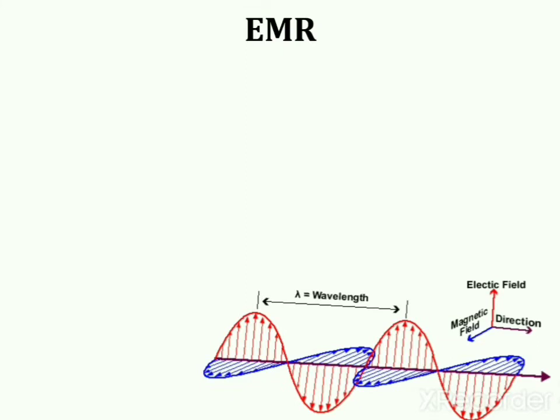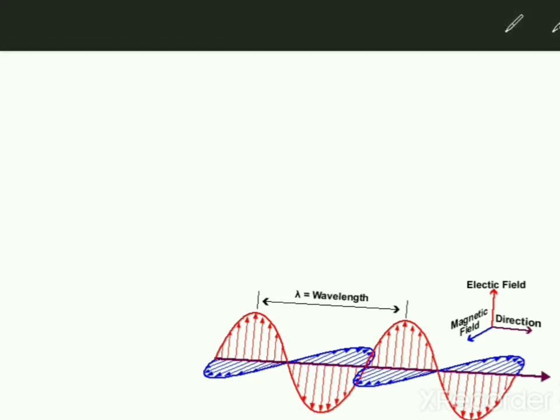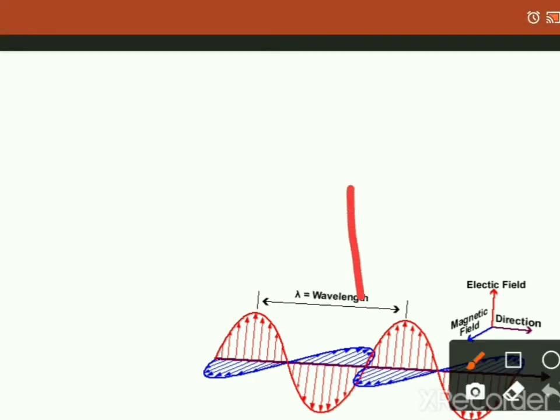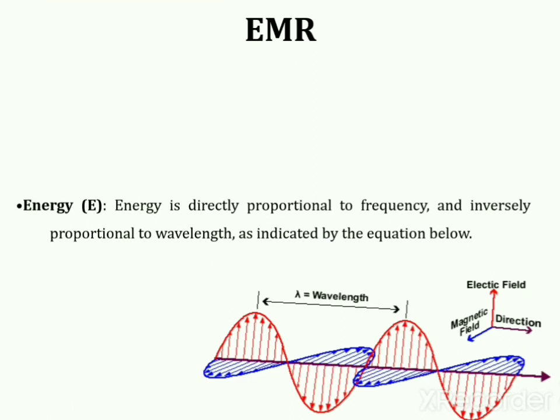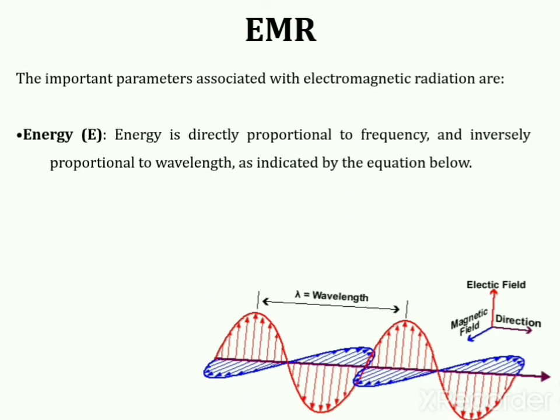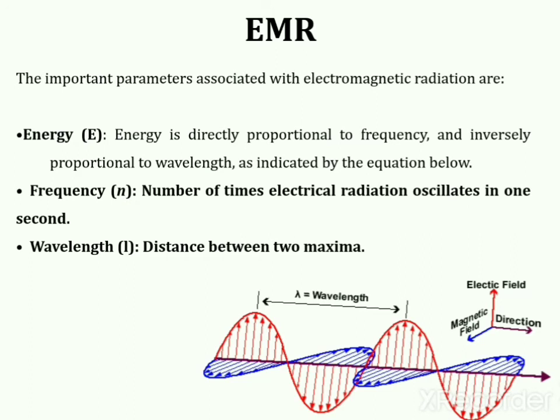Now we will discuss electromagnetic radiation. In this picture, you can see a wave-like structure, and this represents electromagnetic radiation. Here are two waves. First is the red wave, and it represents the electric field, while the blue wave represents the magnetic field. Combined, they make electromagnetic radiation. There are various parameters associated with electromagnetic radiation, and these include energy E, frequency nu, and wavelength lambda.